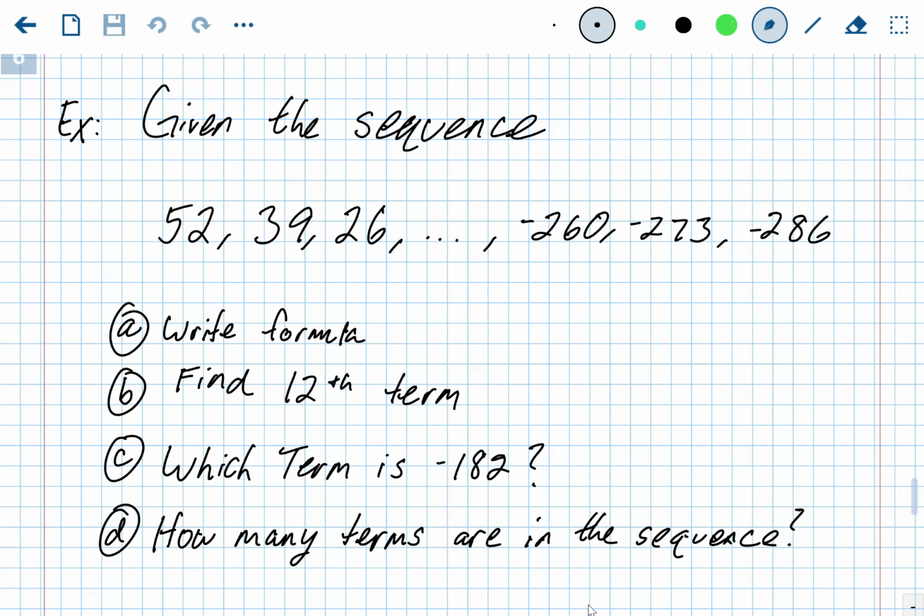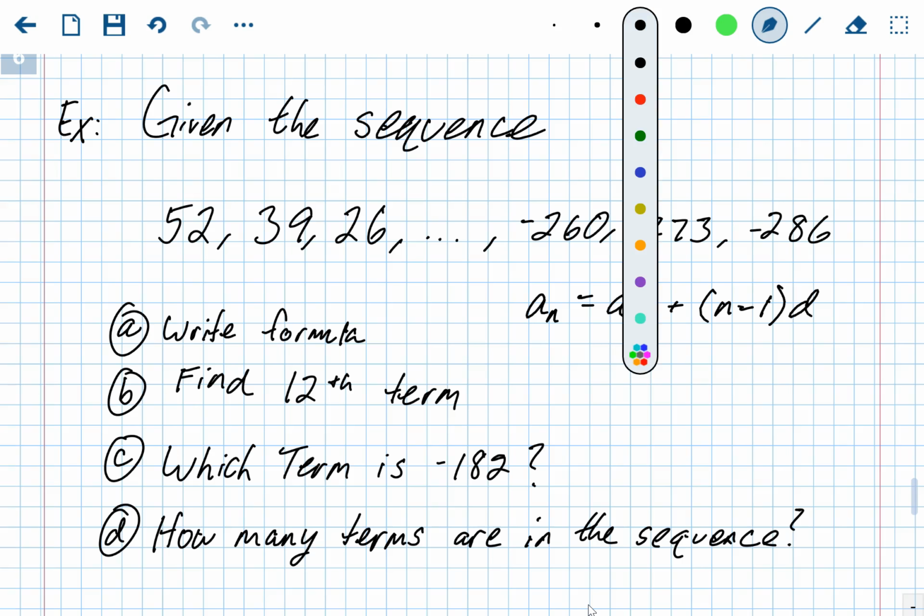And then again, we're going to write a formula. We're going to find the 12th term. We're going to figure out which term is negative 182. So that negative 182 is somewhere in that dot, dot, dot. And then we're going to find out how many terms are in this sequence. Now remember to write the formula. The formula for an arithmetic sequence is a sub n equals a sub 1 plus n minus 1 times d.